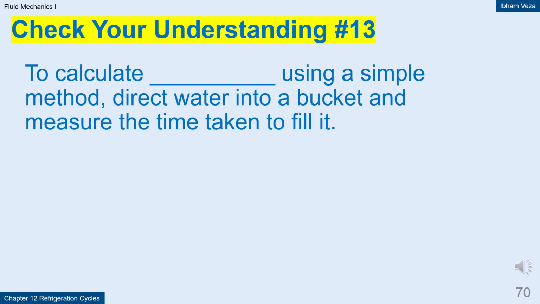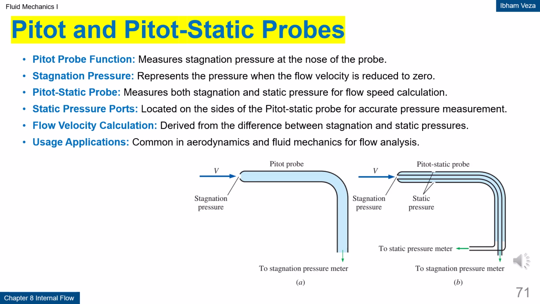To calculate water flow rate using a simple method, direct water into a bucket and measure the time taken to fill it. Pitot and pitot-static probes. A pitot probe measures stagnation pressure, which is the pressure when the flow velocity is reduced to zero at the probe tip. The stagnation pressure represents the combination of pressure energy and kinetic energy of the flow.